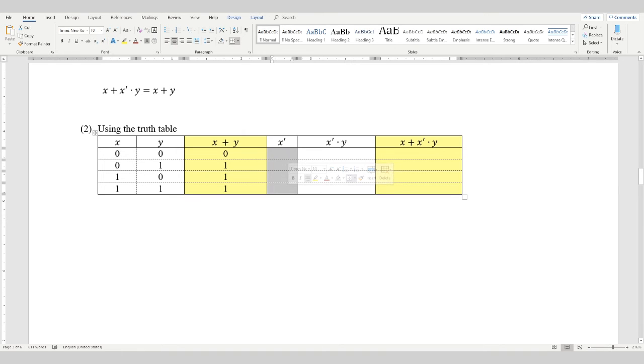So next we need to fill out the complement operation, so x complement, and that should be easy. That's just the opposite of each of those. Anywhere we have a 0, we put a 1, and vice versa. And then we want to multiply together x complement and y. So now we're looking at these two columns, and we want to multiply those together.